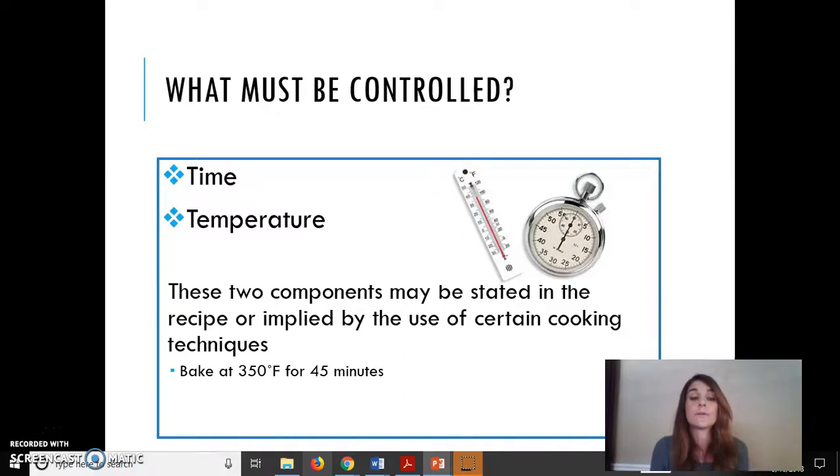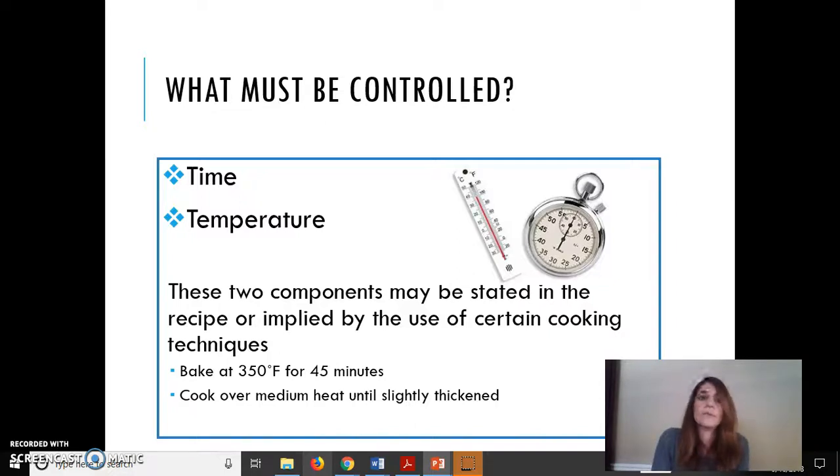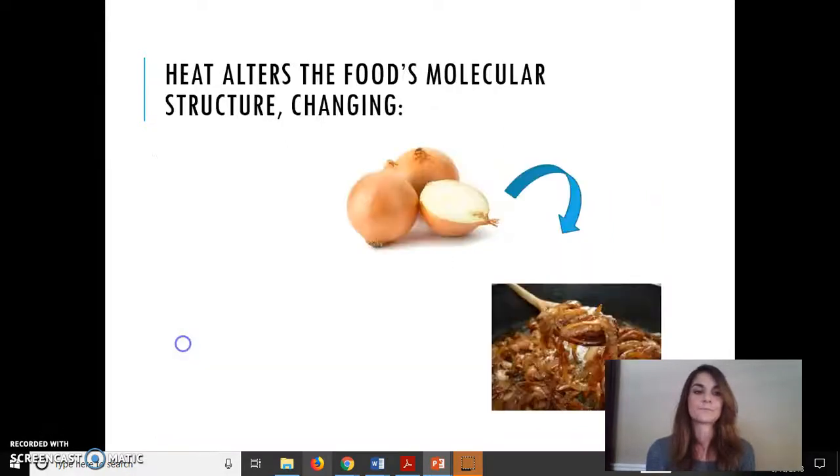That's why most of your recipes will say something like bake this for 45 minutes at 350, or cook over medium heat until slightly thickened. All of those things will be telling you how to control time and temperature in order to get whatever item you're cooking, the food, to a desired temperature.